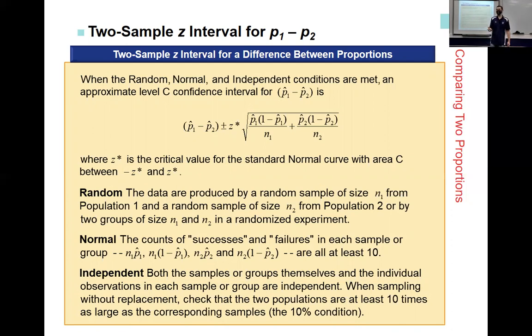Step two, you're going to say the name of your test, which in this case would be a two proportion. So now we're using two proportions instead of one proportion. Z scores, interval. We're doing a confidence interval. So this one is called a two proportion Z interval. And then we check our conditions. Guess what? They're random, normal, independent.